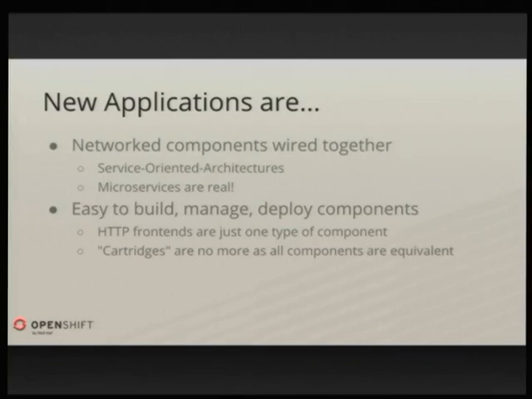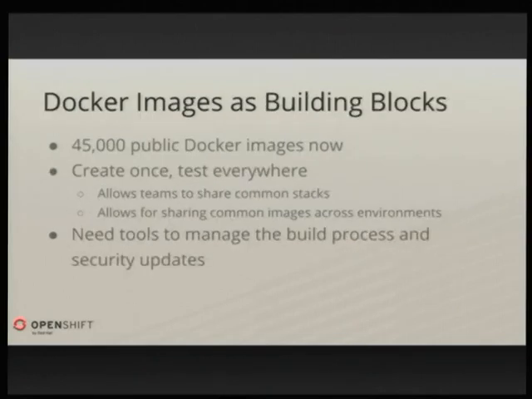The frontend is just a service that serves HTTP. So you can have multiple frontends serving HTTP inside your project. You can also have other services like databases, Redis, whatever. So cartridges will be no more. Right? There will be no such thing as a cartridge in OpenShift V3. Basically, all the services are equal. They are containers, and they talk to each other through the wire, through the network.